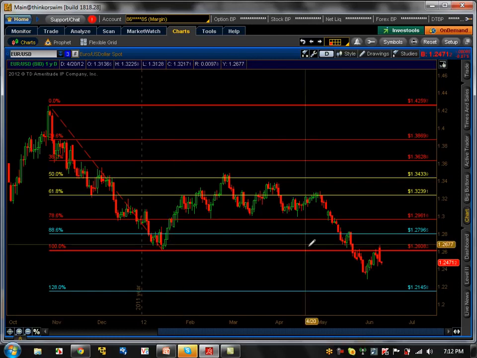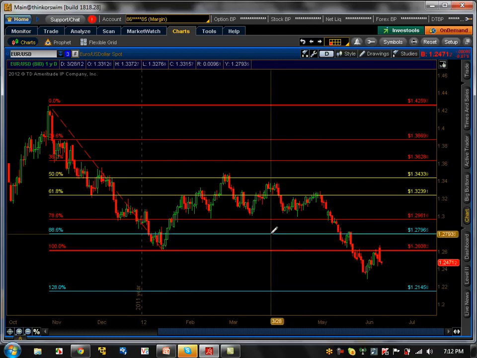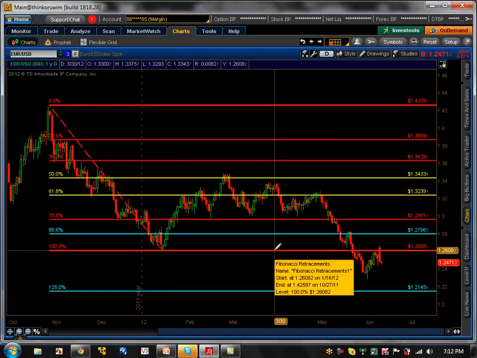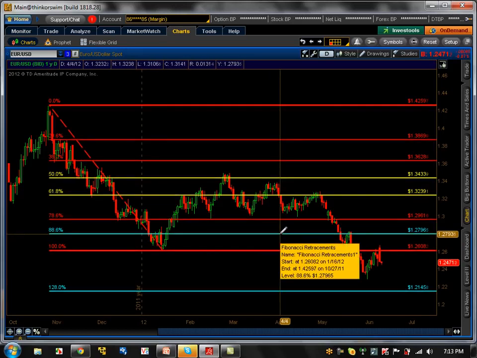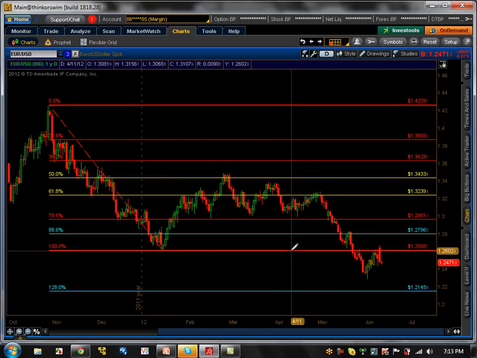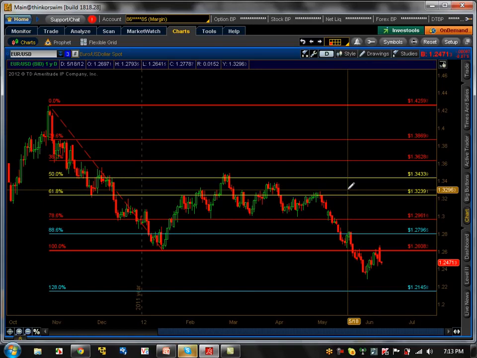Most people don't look at this 88.6. Most people are here gunning for the 100%. I'm warning you, and I'm warning you very hard right now: 88.6 is a key level. Do not overlook that. Because if you're gunning for the 100%, it gets to here and it bounces and reverses, kiss your profits goodbye. I'll talk about the stop.